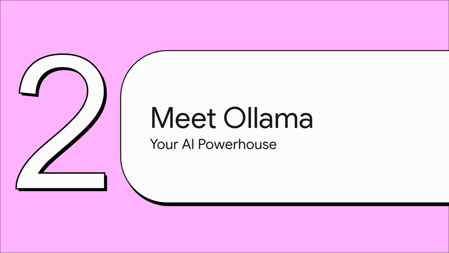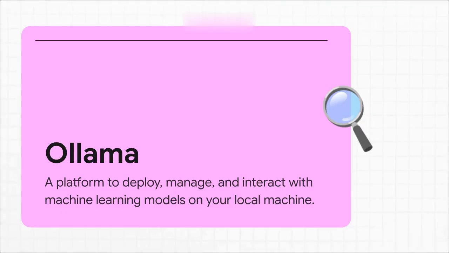The tool that makes all this local AI stuff happen is called Ollama. Think of it as your own personal AI powerhouse. So what exactly is Ollama? In a nutshell, it's this awesome platform that lets you grab, run, and mess around with the very same kinds of powerful AI models you see online, but right on your own machine. It's kind of like having your own private mini data center sitting on your desk.